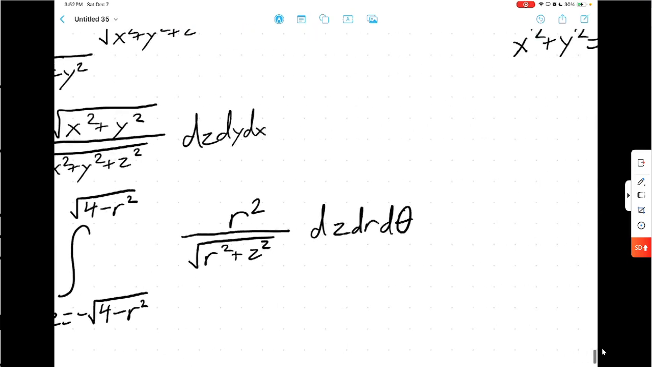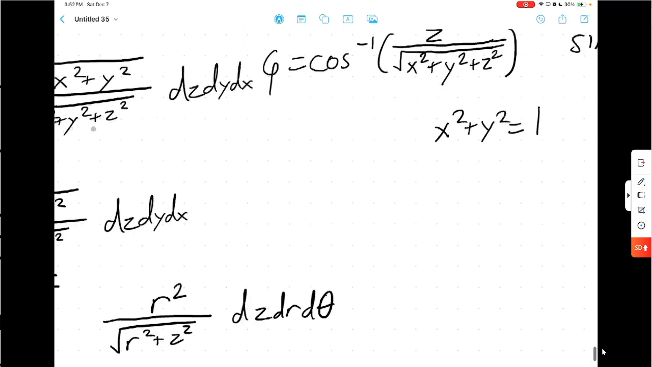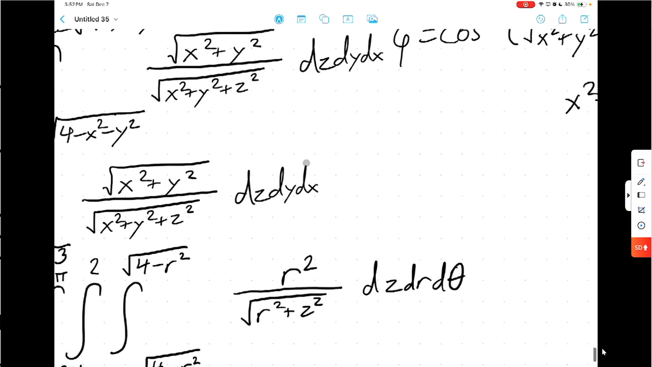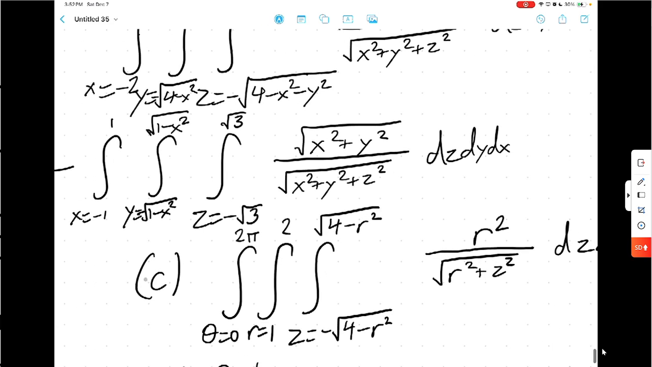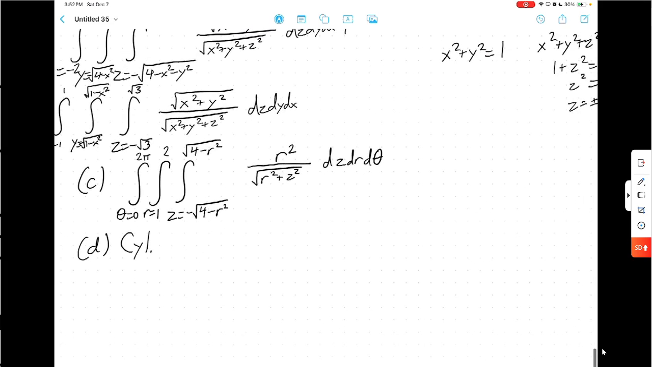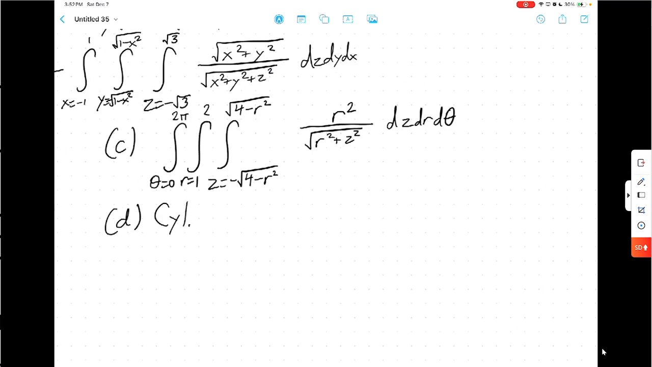And for the y, we're going to use the cylinder equation we have here, x squared plus y squared equals 1. So therefore, y is equal to negative square root of 1 minus x squared to square root of 1 minus x squared, with the x going from negative 1 to 1. Yeah, this question kind of sucks to do, but I did it anyway.